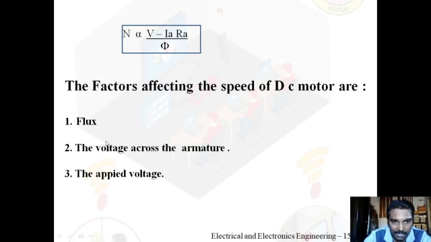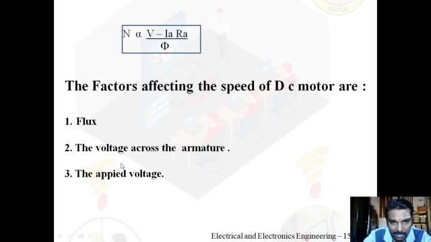And the second parameter is the voltage across the armature. The voltage across the armature is nothing but VA. The entire numerator part, I can consider as the voltage across the armature. V is the supply voltage minus the drop across the armature, which results in the voltage across the armature. Or in the other way, by varying the resistance which is connected in the armature, I can control the speed of the motor.